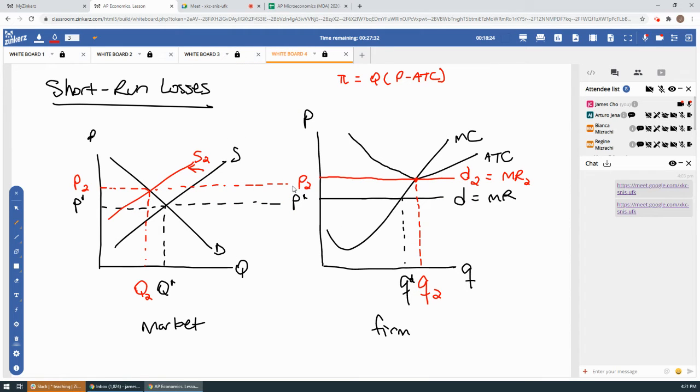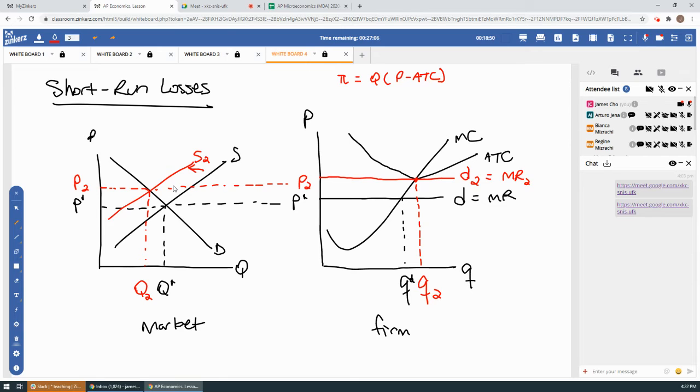Because there was negative profit, or because there were losses, some firms decided to leave. That means the supply curve slowly started shifting to the left. But when do firms stop leaving? Well, when there's no more reason to leave, when there are no more losses being seen. It doesn't mean that these firms are going to go into positive economic profit. It just means when the losses are equal to zero, no more firms leave.